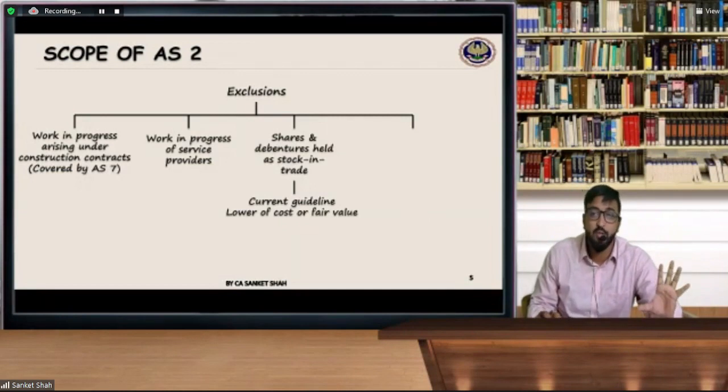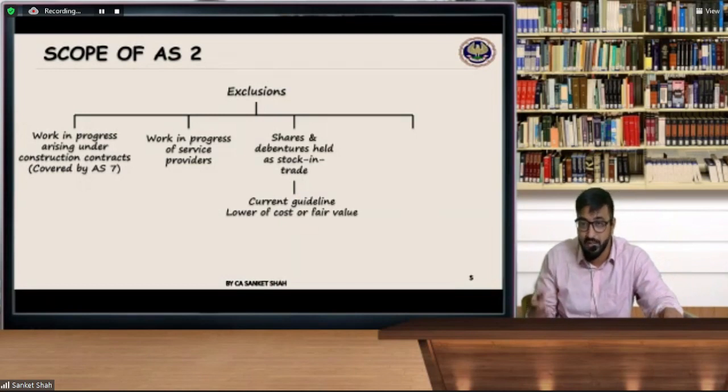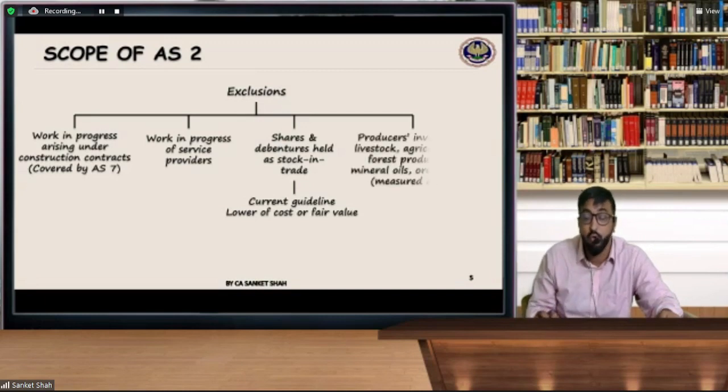AS 2 principle is not applicable, and even AS 13 principle is not applicable, if you purchase and sell your debentures on a very short basis, beta, not even short-term investment or long-term investment. You are only trading in that, like, you know, daily trading. In that case, neither Accounting Standard 13 nor AS 2 will take care of it, but it is the current guideline of lower of cost or fair value. That is the guideline given by the ICAI. If you are trading in shares or debentures, you don't apply AS 2, you don't apply AS 13 also.